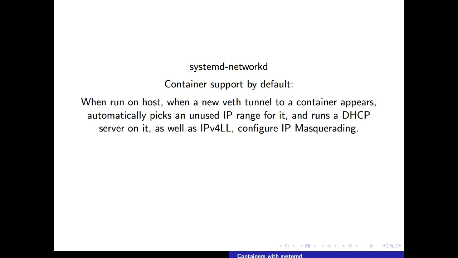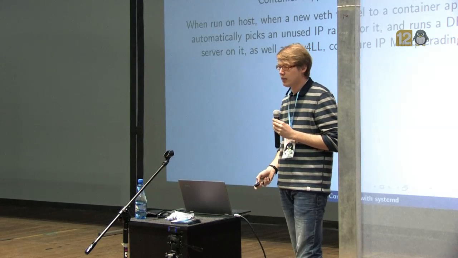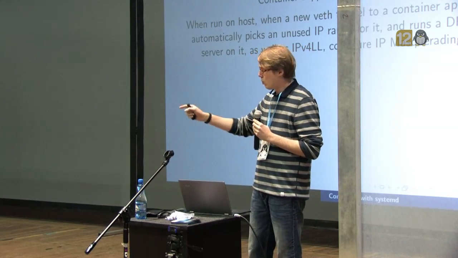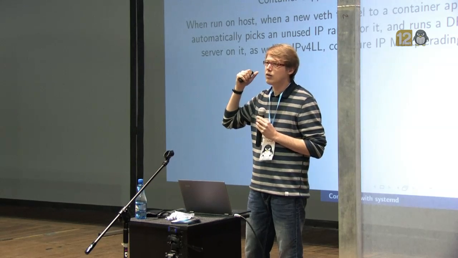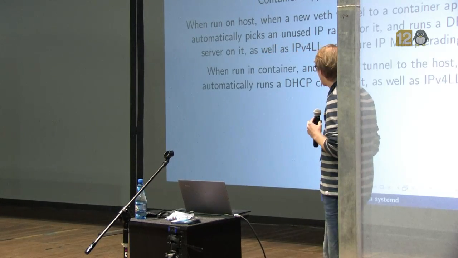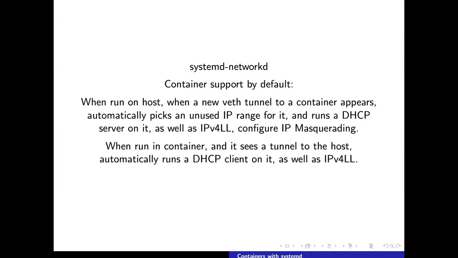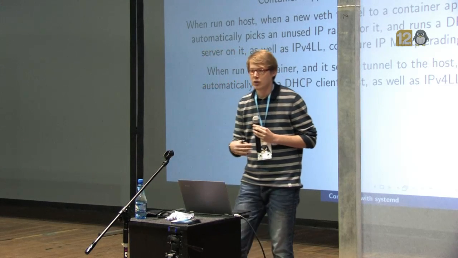It will do IPv4LL, that's IPv4 link-local addressing, and it will do IP masquerading, right? So it basically does everything so that what runs in the container can get access to the internet and will just work. It'll just get connectivity like one would expect. If networkd, on the other hand, is run inside the container, then it does the reverse. If it sees a tunnel that points to the host, then it will automatically run a DHCP client on it and will also do IPv4LL. Meaning, if we run networkd in the container and on the host, you just get connectivity out of the box. No configuration is necessary. It will just do this automatically.